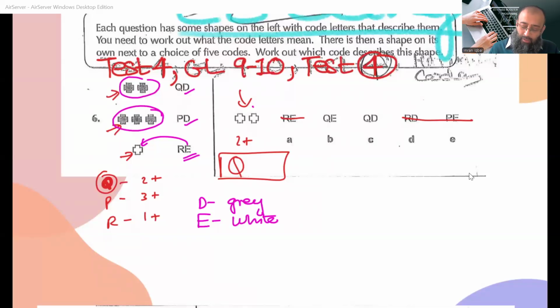And in our question, we have a white shape. So we're going to be using the QE, which is answer B. There we go, we've coded it.